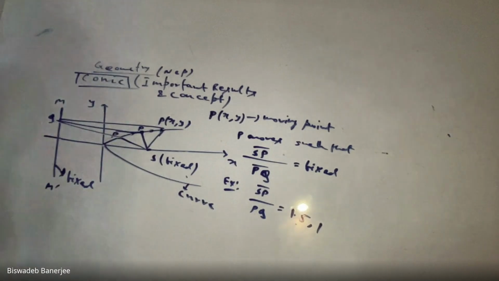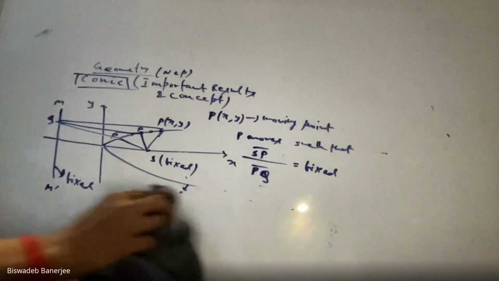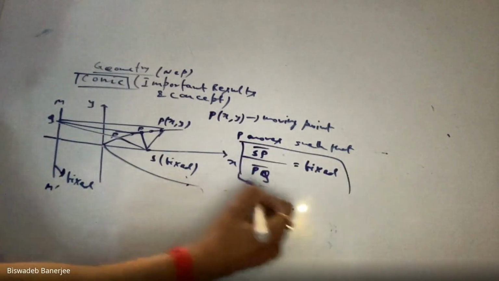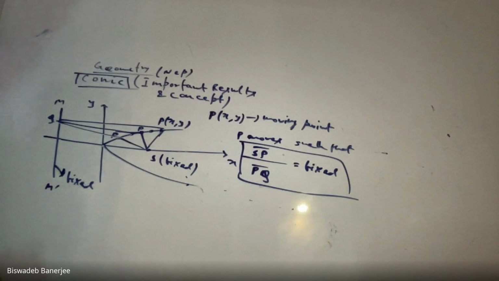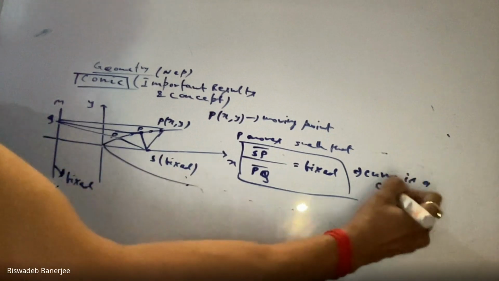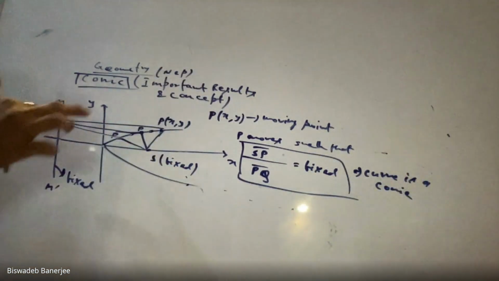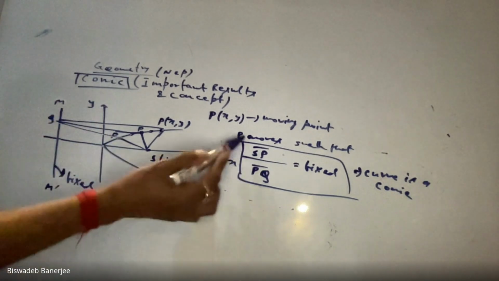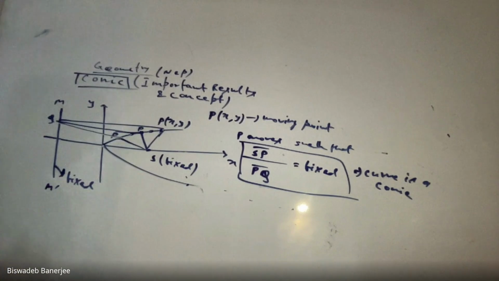So what is the main story? The main story is that the point P moves in such a way that the ratio of the distances SP by PM is always a fixed number. If this condition holds, we say that this curve represents a conic. So for a conic, whatever the position of P, the point P can lie here, here, here, here. The ratio of the distances is always a fixed number, whatever the fixed number is. If this condition is met, this curve is said to be a conic.